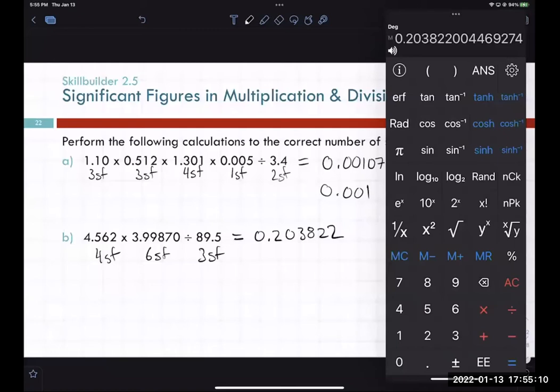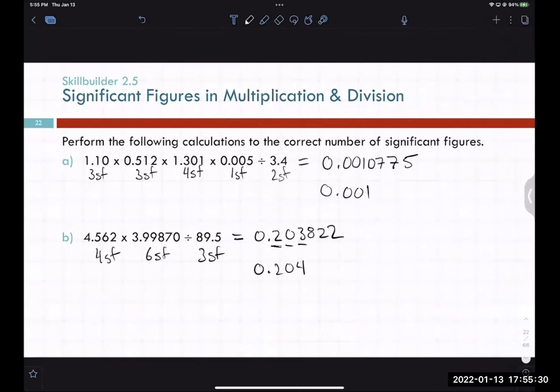Our smallest number of sig figs is 3, like we identified before. So we're going to start with the 2. It'll be 203. And yeah, it'll be 204, because the next digit after that is an 8. Cool.